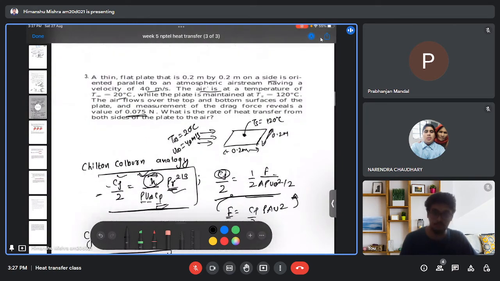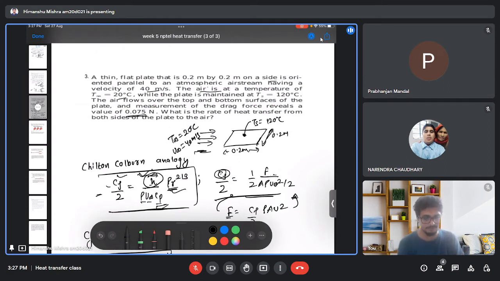So here the question asks that there is a flat plate of 0.2 meter by 0.2 meter cross section, and there is a flow which is coming from the left hand side. When the flow passes the flat surface, the flow has a temperature of 20 degrees Celsius and the plate has a temperature of 120 degrees Celsius. What will be the heat transfer rate between the flow and both sides of the plate?